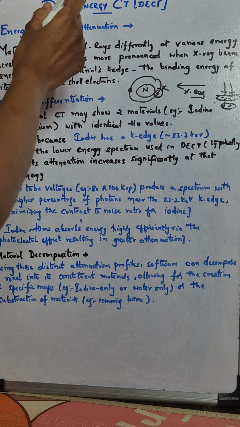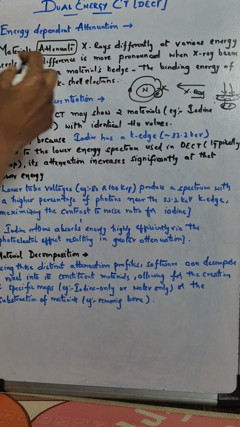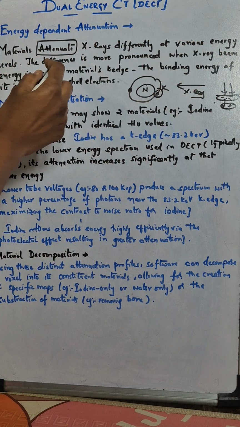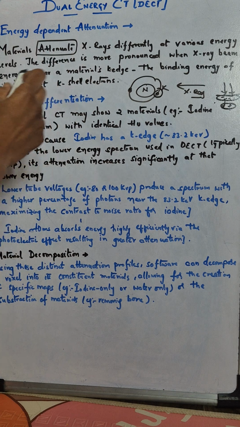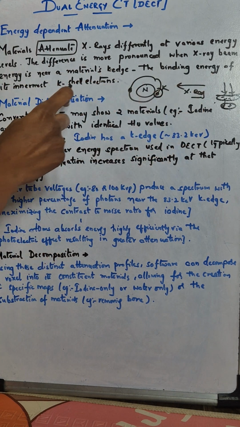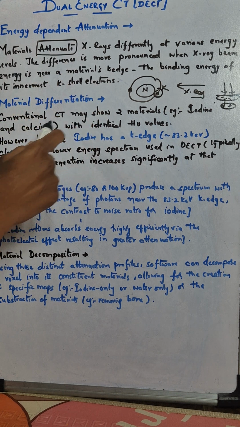In dual energy CT, we use two energies, right? 80 to 100, and 140. So materials attenuate X-rays differently at various energy levels. The difference is more pronounced when the X-ray beam is near a material's K edge, the binding energy of its innermost K shell electron. Next, we'll go to material differentiation.